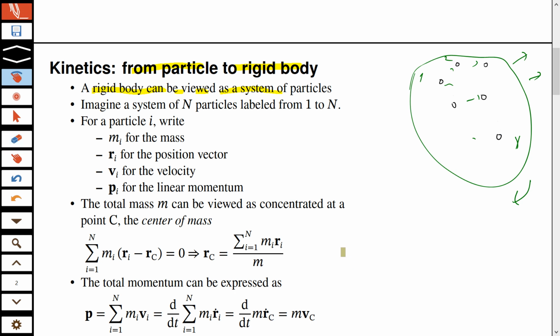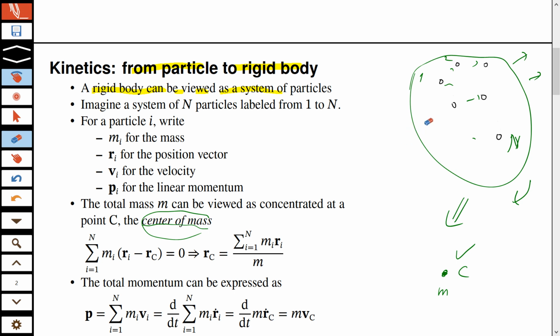Now the idea is to replace this rigid body with a single particle where all the mass is concentrated. So all the mass will be here, and instead of 1 up to n, we'll just call it C. C is the center of mass, okay? So the center of mass can be thought of as a single particle where all the mass is concentrated. And if we can do that, then we simply apply Newton's law on this particle rather than on all of these particles separately. How do we go about it?